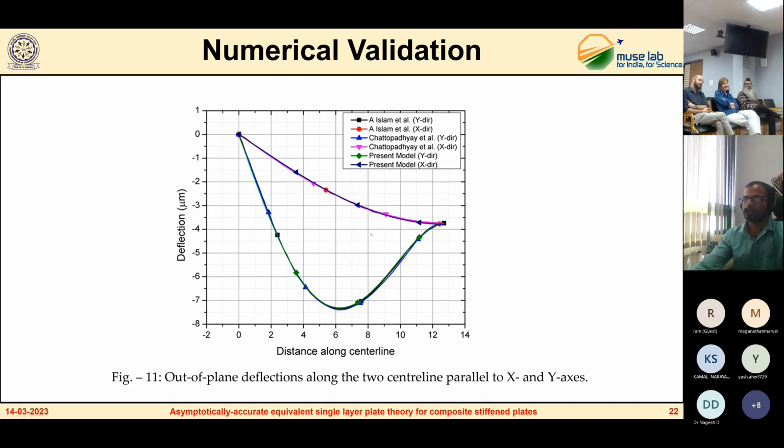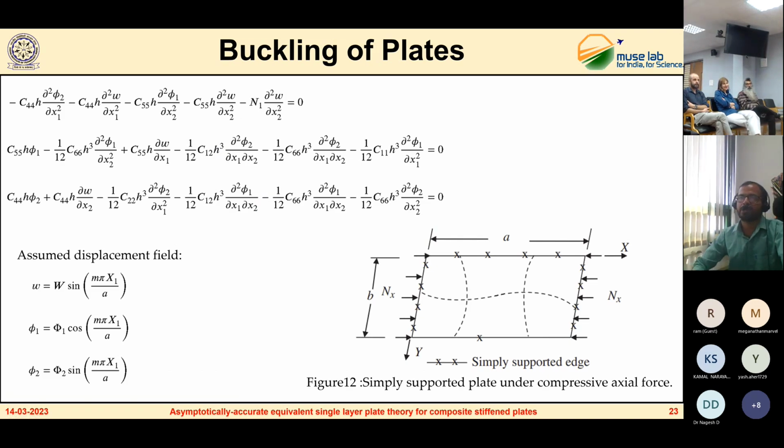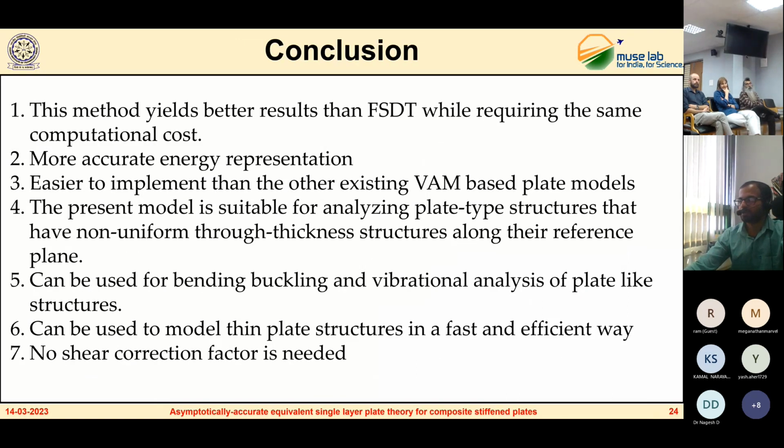So this model, the present plate model, can also be easily used for the analysis of buckling of plates. We can find the governing differential equation for the buckling of plates, and we can then assume a displacement field to solve these equations, or we can go for a numerical solution, like FEA. So here is the work that we have done.